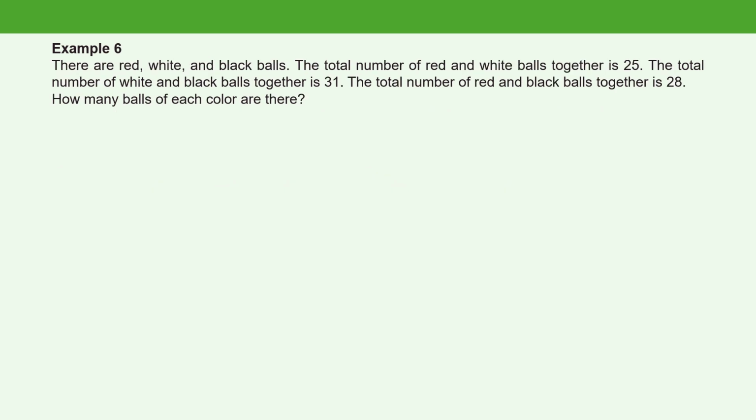Example 6, there are red, white, and black balls. The total number of red and white balls together is 25. The total number of white and black balls together is 31. The total number of red and black balls together is 28. How many balls of each color are there?